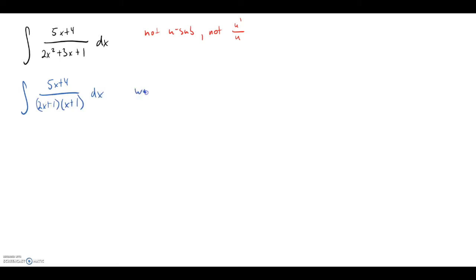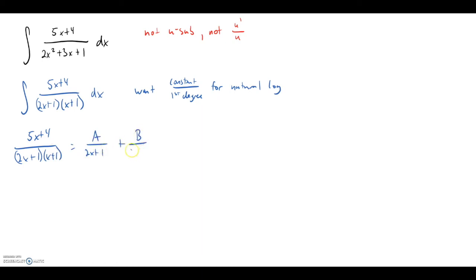And just a reminder about why we're doing this. We're doing this so that we can hopefully get a constant over some first degree polynomial so that we can use the natural log in integration. So we'll ignore the integral for now and just focus on the algebra we have to do to complete this problem. Taking this more complicated fraction and trying to break it into two fractions, one with a constant a over 2x plus 1 plus a constant b over x plus 1.